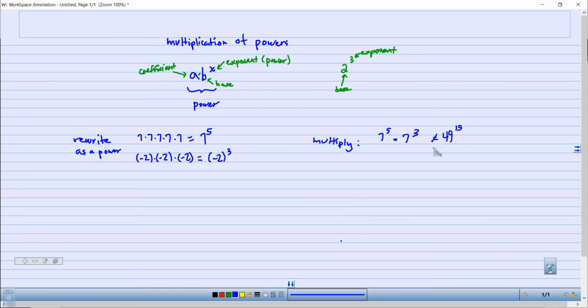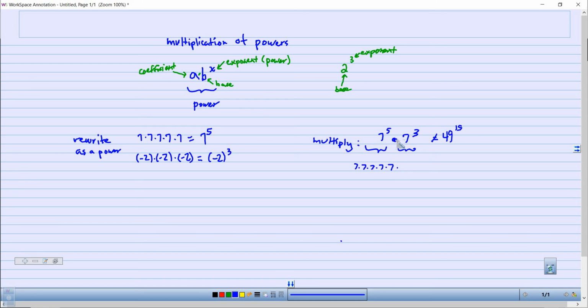Okay, but what does it equal then? All right, well, let's go back to the meaning of these powers, okay? We had a base of 7 to the 5th power. That's 7 times 7 times 7 times 7 times 7, right? Do you agree with that? 7 to the 5th power.